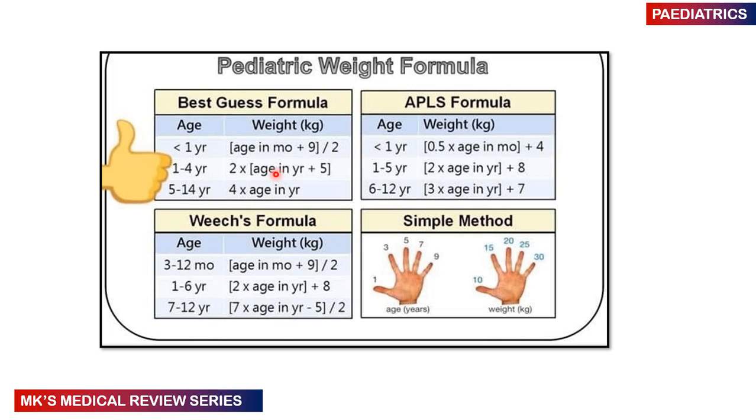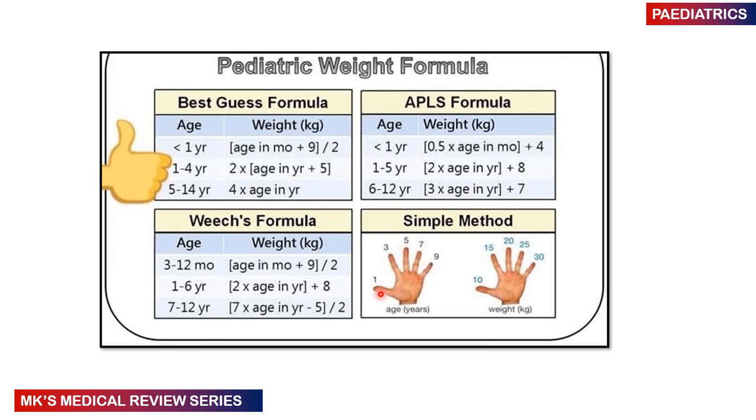So these are how you use these formulas. They're pretty much self-explanatory. I may have messed up on one or two of the calculations, but that's how you use the formulae. So here's another simple method. 1 year is equal to 10 kg, 3 years 15, 5 years 20, 7 years 25, 9 years 30.